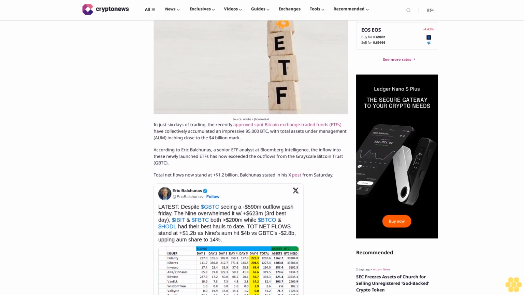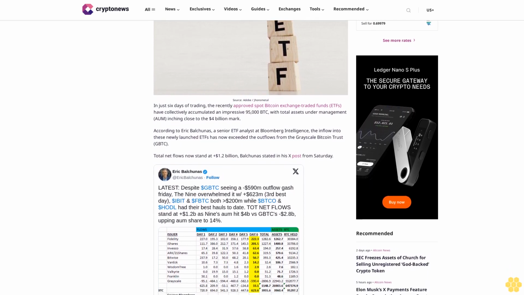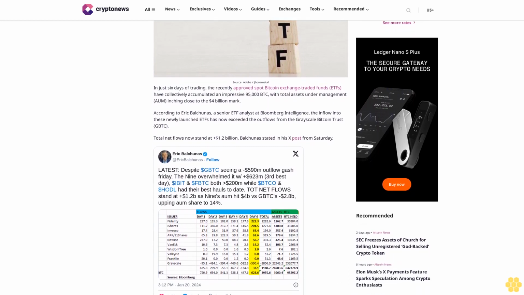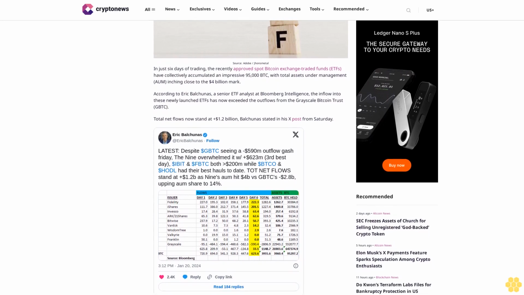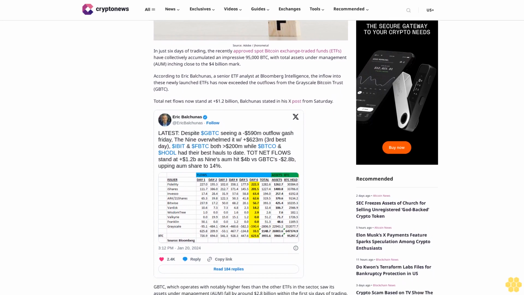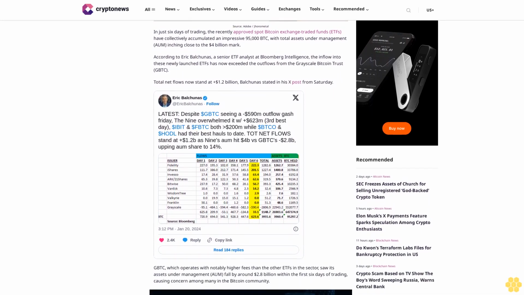funds, ETFs, have collectively accumulated an impressive 95,000 BTC, with total assets under management, AUM, inching close to the $4 billion mark. According to Eric Balchunas, a senior ETF analyst at Bloomberg Intelligence, the inflow into these newly launched ETFs has now exceeded the outflows from the Grayscale Bitcoin Trust, GBTC. Total net flows now stand at plus $1.2 billion, Balchunas stated.